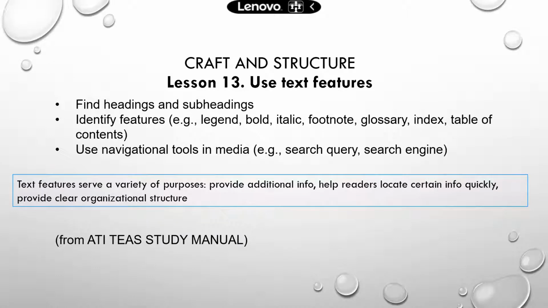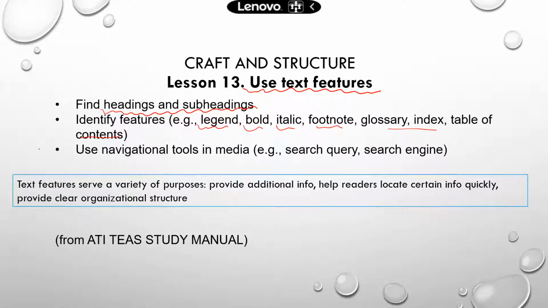Welcome to another lesson. Today we're going to look at the use of text features. Now I want to point out that we only have a few lessons left for the reading section, so we are almost there. All right, in this lesson, you're going to learn how to find headings and subheadings and identify different text features such as legend, bold, italic, footnote, glossary, and then last use navigational tools in media such as search query, search engine.